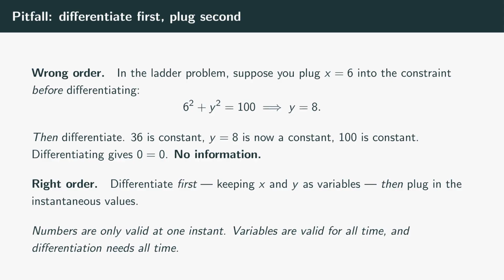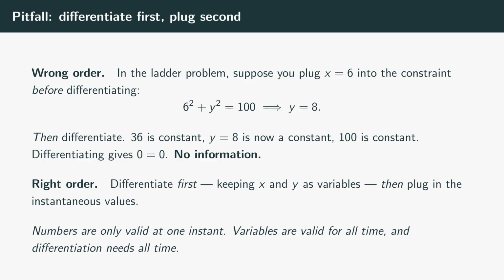Here is the pitfall that catches almost every student the first time they meet related rates. In the ladder problem, it's tempting to plug x equals 6 into the constraint first, get y equals 8, and then differentiate. Don't. Watch what happens. If you substitute x equals 6 and y equals 8 into x squared plus y squared equals 100, you get 36 plus 64 equals 100. True, but now all 3 quantities are constants. Differentiating both sides with respect to t gives 0 equals 0. True, useless. You destroyed all the rate information.